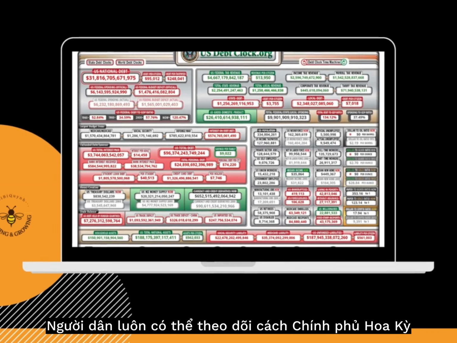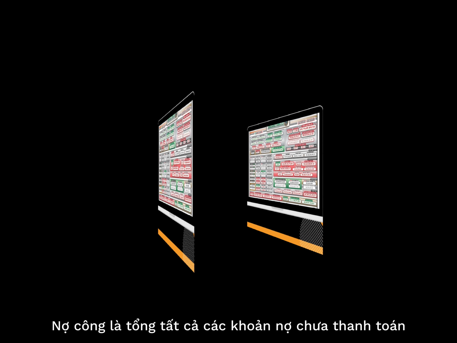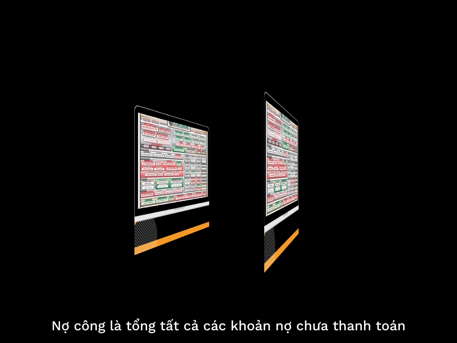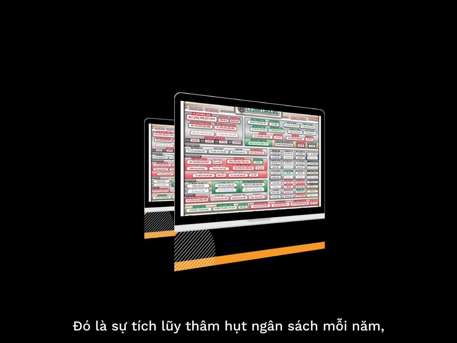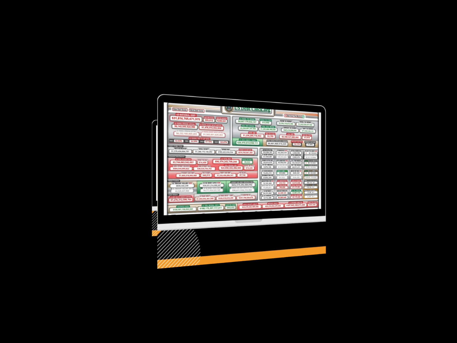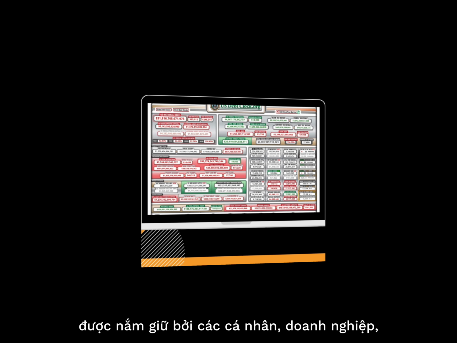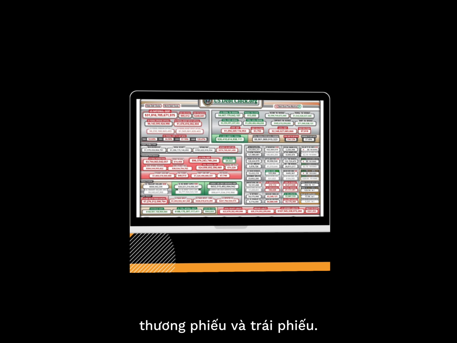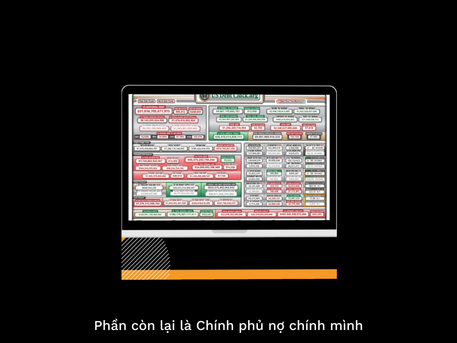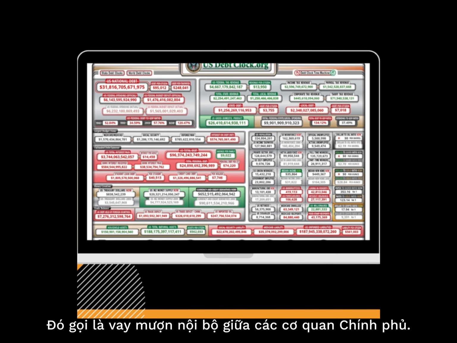The people can always track how the U.S. government manages the national budget by the national debt clock. The U.S. national debt is the sum of all outstanding debt owed by the federal government. It's an accumulation of each year's budget deficits, or maybe surplus. About 3/4 of the national debt is public debt, which is held by individuals, businesses, and foreign governments that bought treasury bills, notes, and bonds. The government owes the rest to itself, mainly to Social Security and other trust funds. And that's known as intragovernmental holdings.